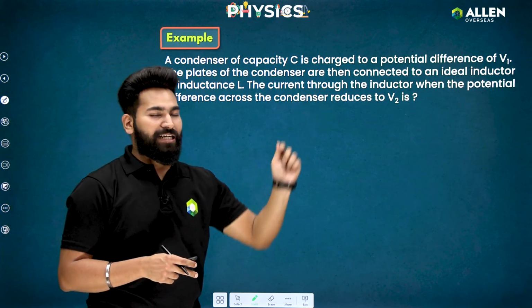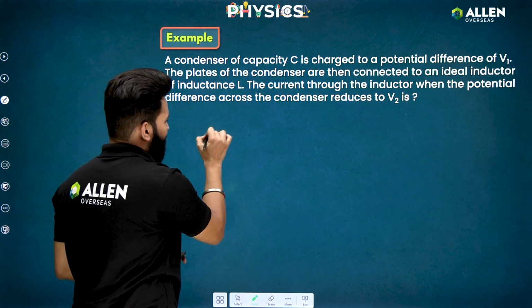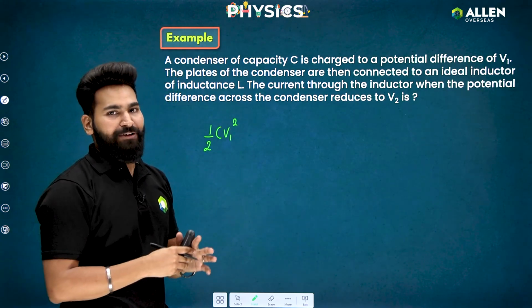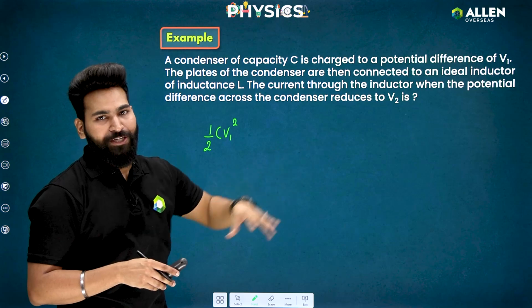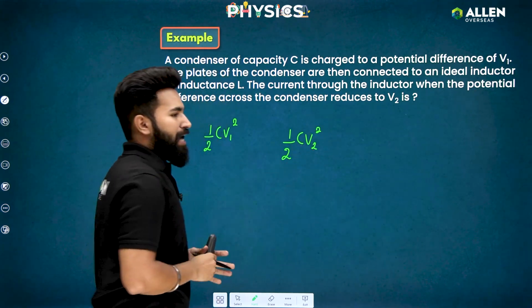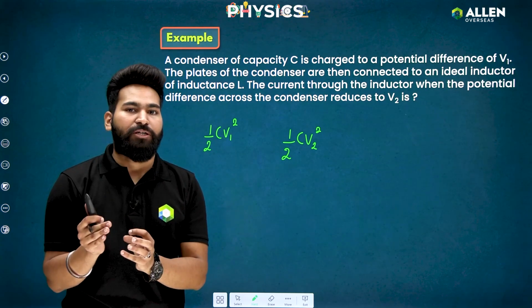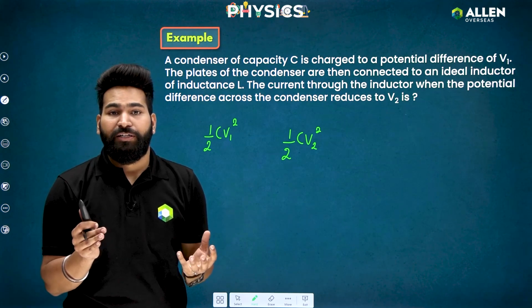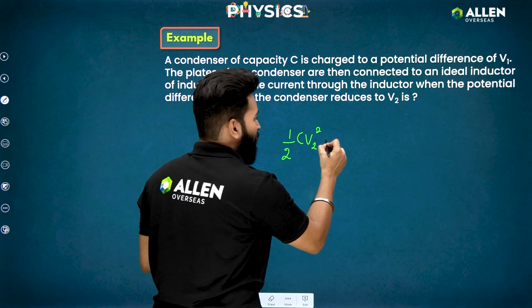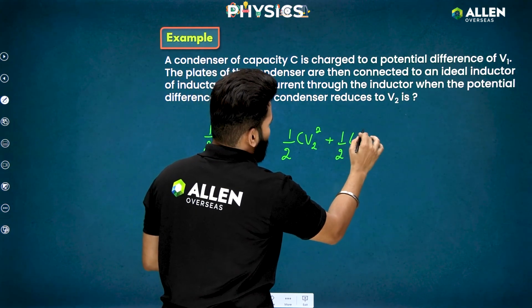So initially that condenser, or I can say the capacitor, was connected to V1. So initially the energy stored in the capacitor was half CV1 square. Finally, when the potential difference reduces to V2, now the energy stored in the capacitor will be half CV2 square. And if the potential difference has reduced, then definitely energy must have been reduced. Where has the remaining energy gone? Into the inductor, obviously, right? So let's say the energy stored in the inductor at that time is half Li square.